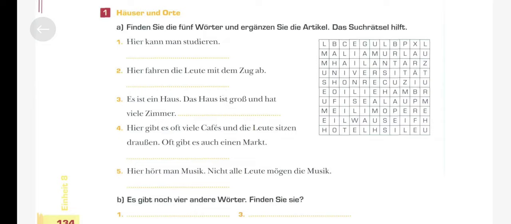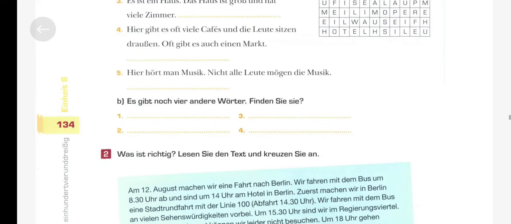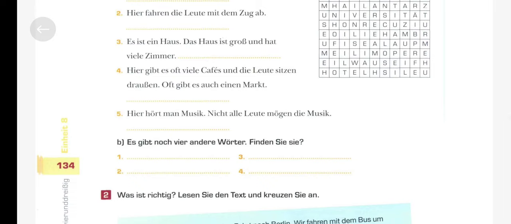Here hört man Musik, nicht alle Leute mögen die Musik. Here one can listen to the music, but not everybody likes the music. The au pair. Next is, es gibt noch vier andere Wörter, finden Sie. Here are four other words, you have to find them. So you can find them, but I am telling you the answers. So the first is das Museum. You can find the Turm, the Galerie, das Schloss.